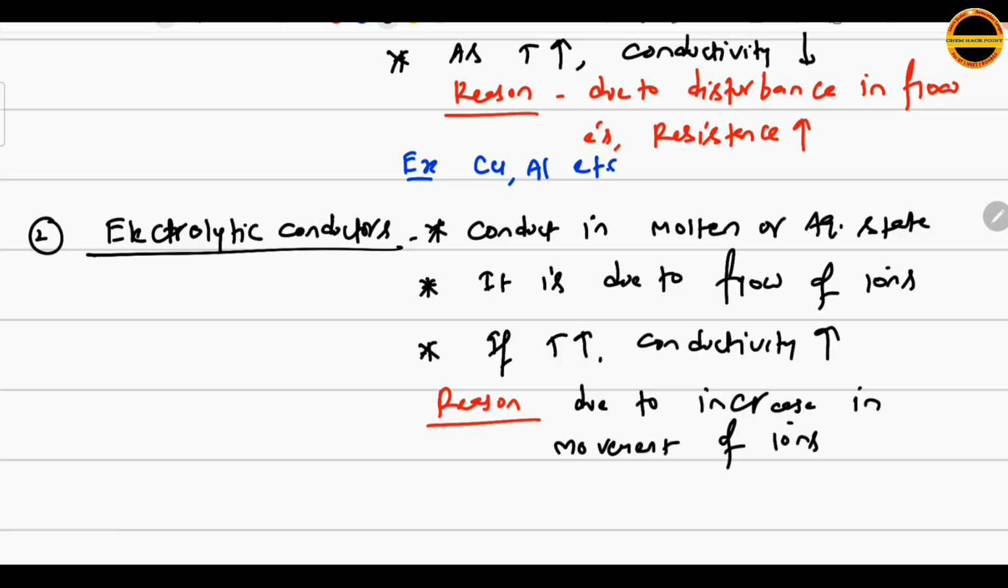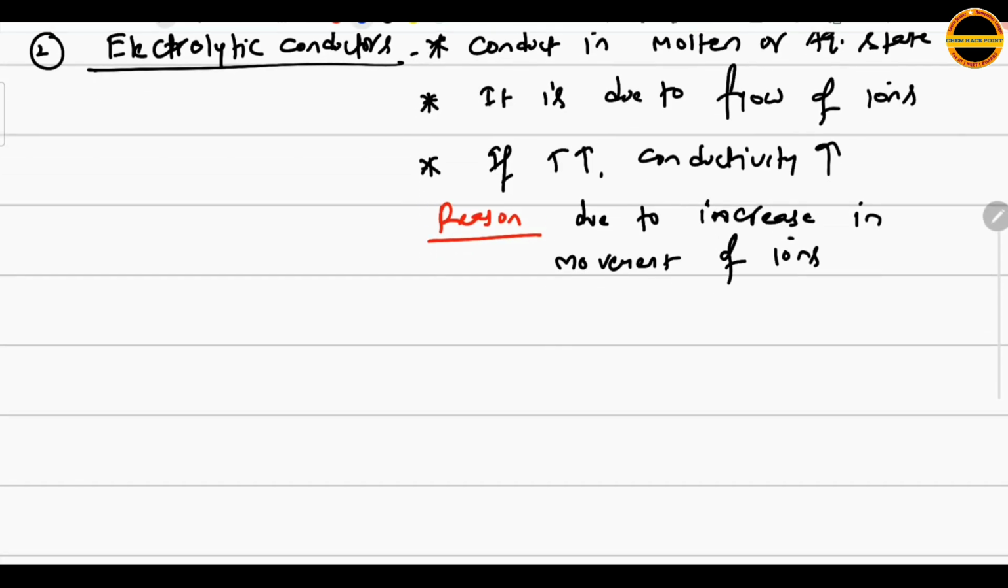Important: due to increase in movement of ions, the conductivity in case of electrolytic conductors increases. Why? Because of higher temperature, higher kinetic energy, due to which conductivity increases. So these are the basic terms, electrolytic conductors as well as metallic conductors. Examples of electrolytic conductors are molten NaCl, aqueous KOH, etc.